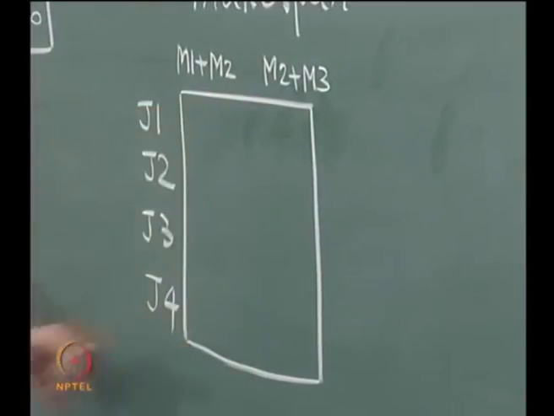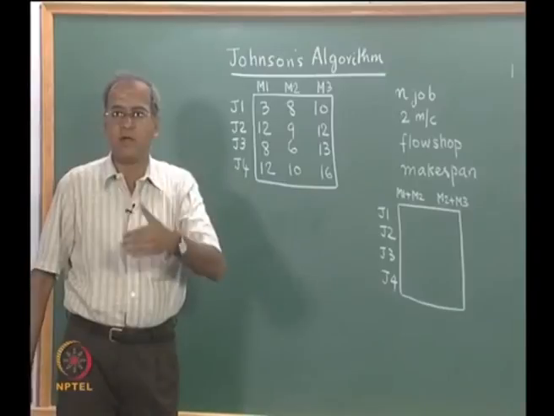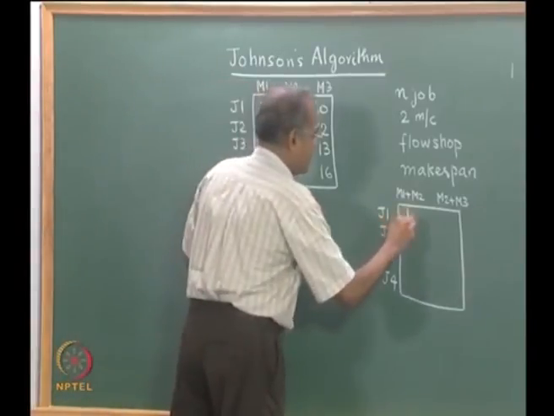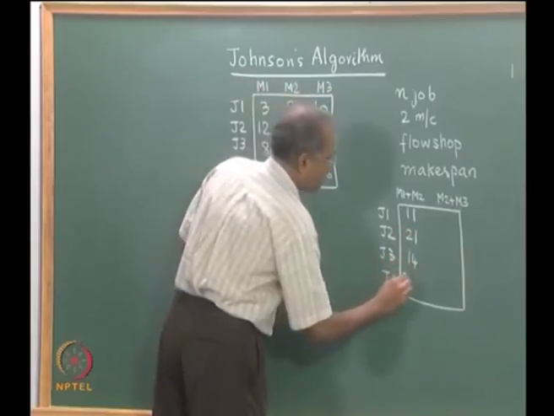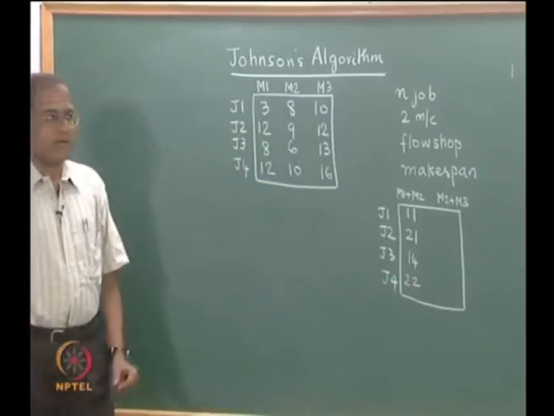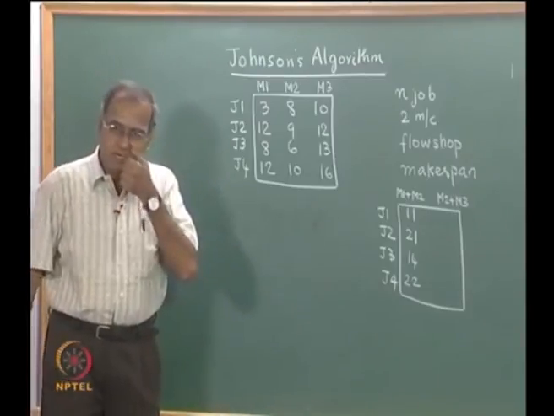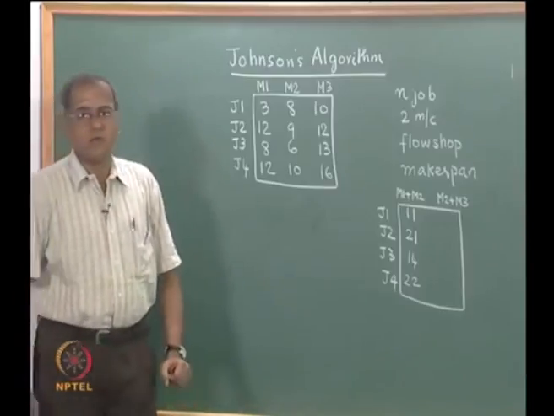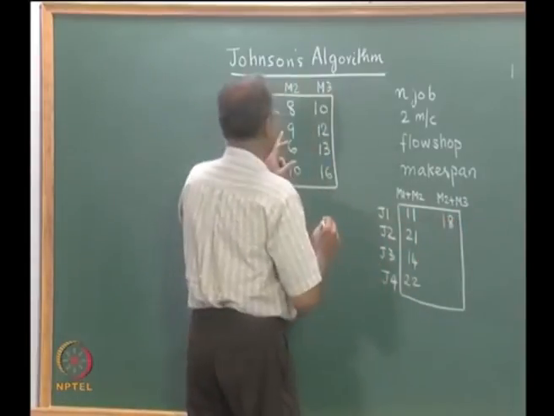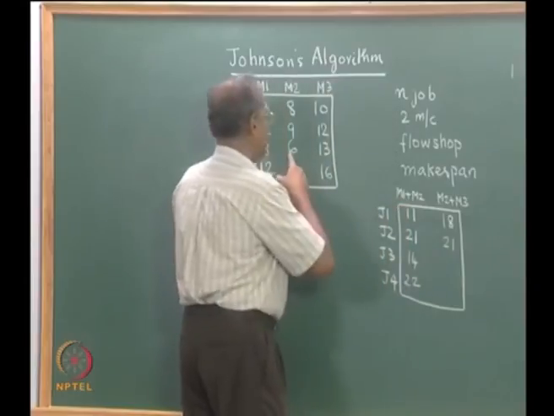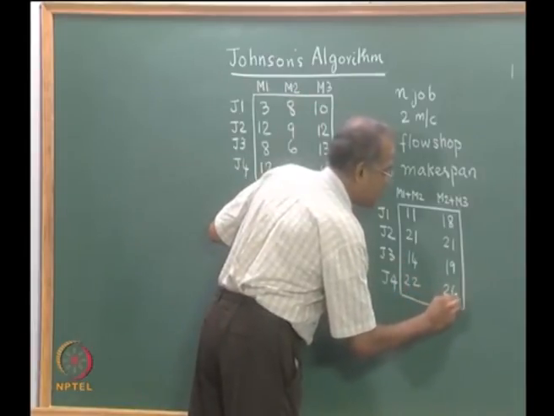So the first column here, which is called M1 plus M2, is actually the sum of the processing times on machines 1 and 2. So it becomes 3 plus 8, 11, 12 plus 9, 21, 8 plus 6, 14 and 12 plus 10, 22. Second column of the equivalent Johnson 2 machine problem is M2 plus M3, which means we add the processing times on machines 2 and 3 to get 8 plus 10, 18, 9 plus 12, 21, 13 plus 6, 19 and 10 plus 16, 26.